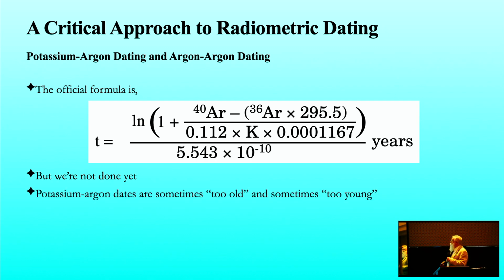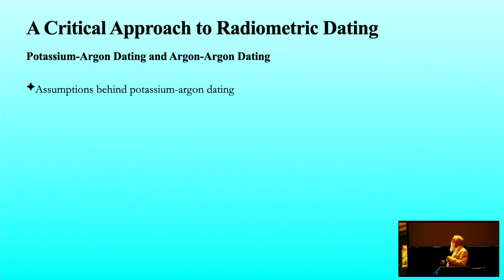Potassium-argon ages are sometimes too old. And sometimes they're too young. How can that be? Well, something must have gone wrong. What could have gone wrong? Approach this from the point of view of a person who believes in long age and believes this should work. Okay? There are assumptions behind potassium-argon dating.